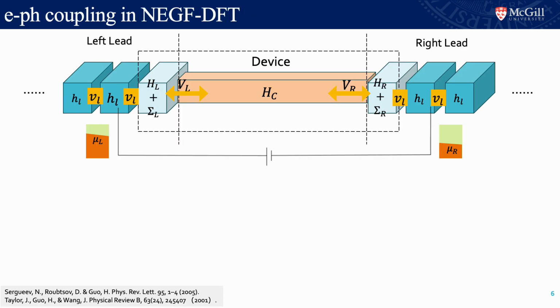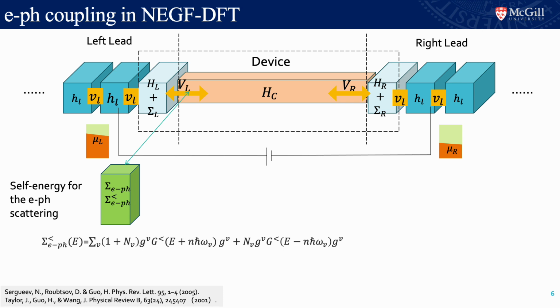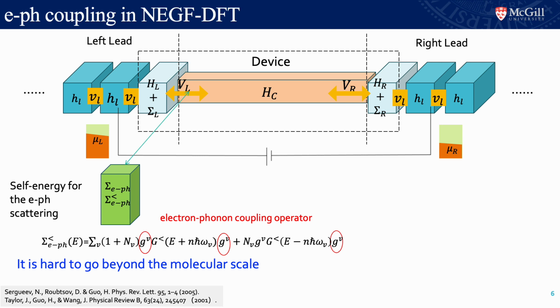It is not a trivial task to consider the electron-phonon scattering effect. One conventional method is to introduce a fictitious contact which gives an additional self-energy of electron-phonon scattering. Within the Born approximation, the self-energy due to electron-phonon coupling and the full electron Green's function are calculated self-consistently. However, it is very hard for this method to include electron-phonon coupling beyond the molecular scale. As you can see, we have the electron-phonon coupling matrix here, and we also need to solve the full Green's function self-consistently, and they are very computationally demanding.